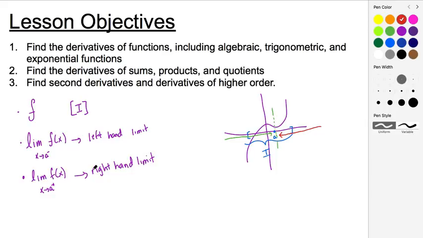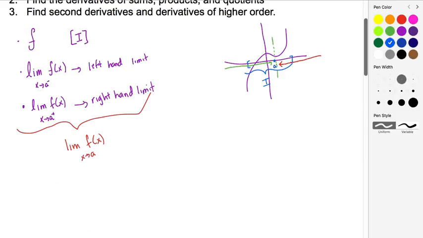If the limit from the left hand and the right hand coincide, then we can just write this as the limit of f of x as x approaches a. Since we know that the behavior from the left hand and the right hand is the same, then we can just write it like this.